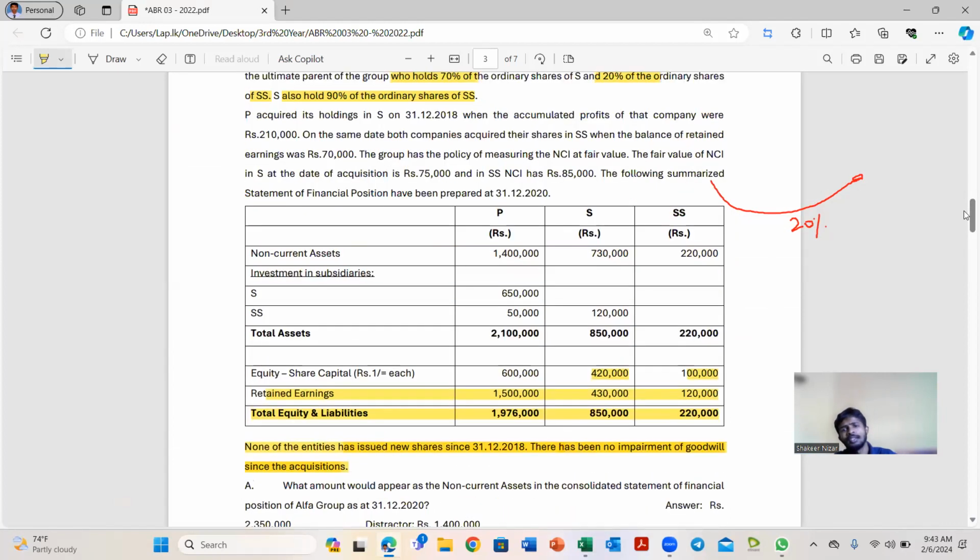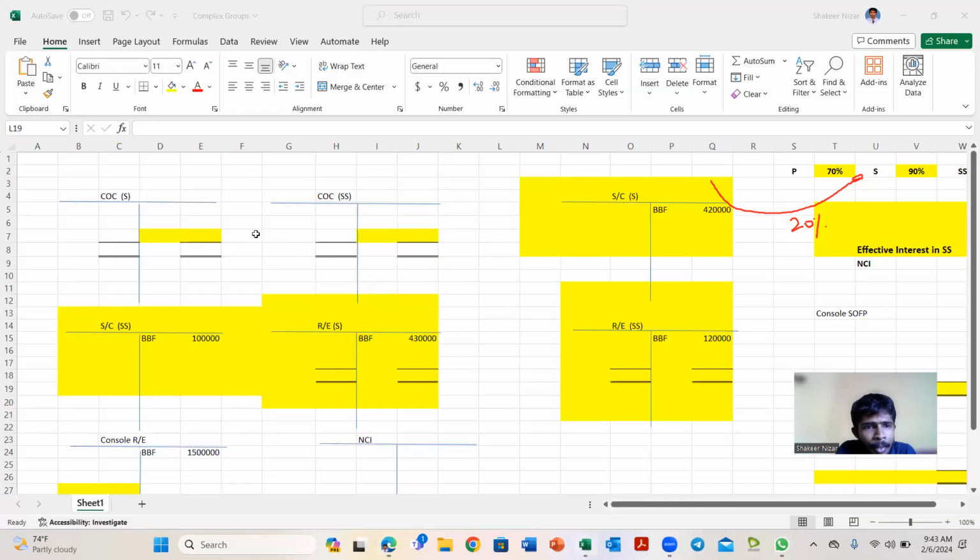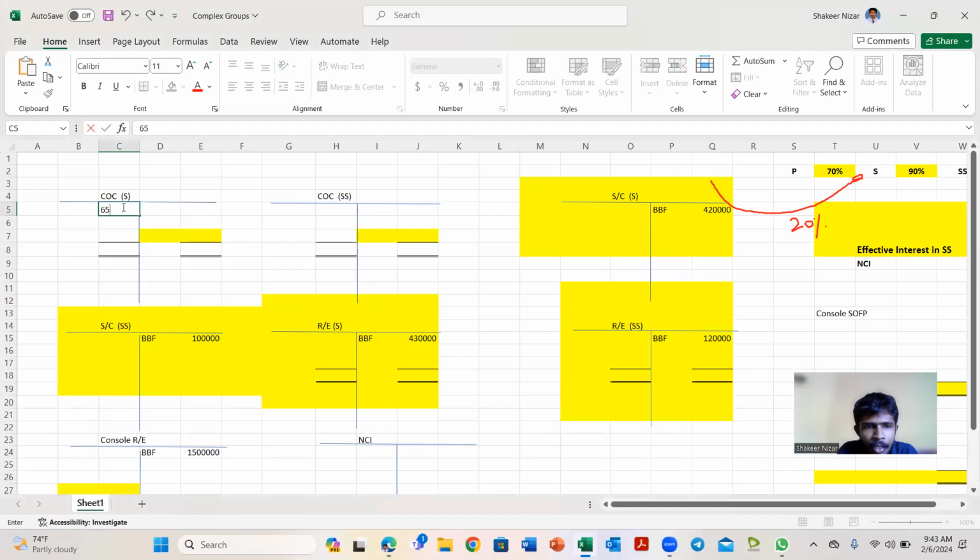Now we can start. This is an easy question. These types of questions are not tested in the examination, but can be tested in a quiz. In order to acquire the subsidiary, the parent made a 650,000 investment. What is the double entry? Cost of control debit, investment account credit.